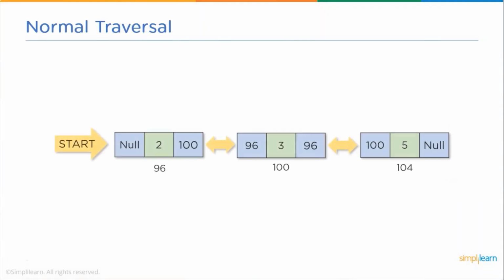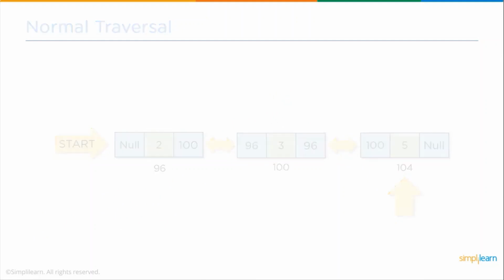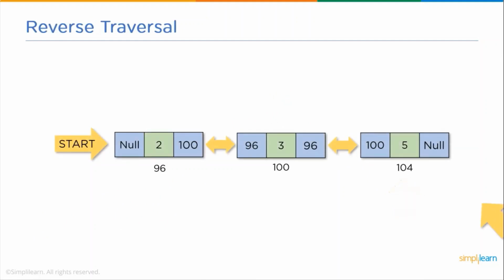First up, normal traversal. We can traverse a doubly linked list using a next pointer starting from head all the way up to tail node. Reverse traversal. Similar to the normal traversal, we will use previous pointer. We will start from the tail node to go all the way up to head node.